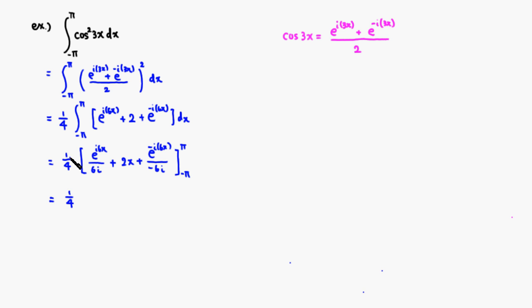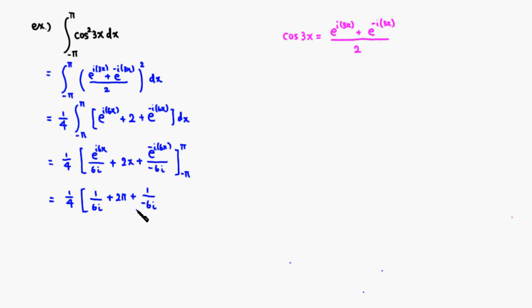1/4 and plug in pi. So you have e to the i 6 pi. 6 pi is a multiple of 2 pi, so it's going to be a positive real number, and the absolute value is 1. So it's going to be just 1 over 6i plus, plug in pi here, so you get 2 pi, so that's easy. Plus you get e to the negative 6 pi i. Again, negative 6 pi is a multiple of 2 pi, so it's going to be a positive real number. And then you have a negative 6i on the bottom, so it's 1 over negative 6i.